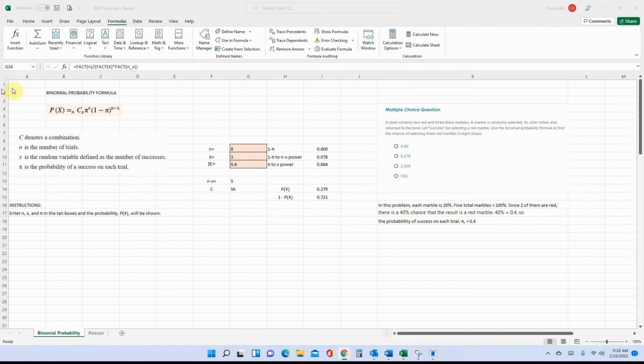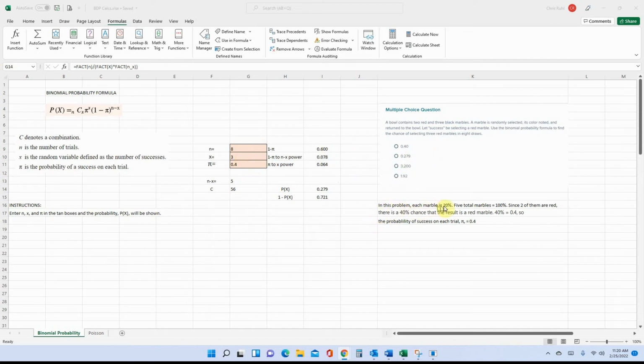Use the formula over here to find the chance of getting 3 red marbles in 8 draws. So N is the number of trials. We have 8 draws, so that's 8 trials. We want to get 3 reds, so that's the number of successes we're looking for. The probability, pi, comes from this down here.